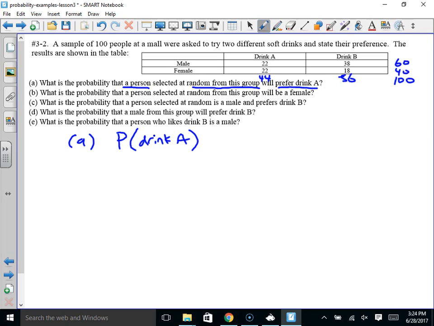Okay, so what that means is the probability of drink A, since this is just a simple probability, it means out of all 100 people, how many liked drink A? Well, drink A's column total is 44, so it would be 44 out of 100, or 0.44. So one of the important things here is to distinguish conditional probabilities from simple probabilities. There's nothing here that gives a condition. It's just out of the entire group of people, one person selected at random will prefer drink A.